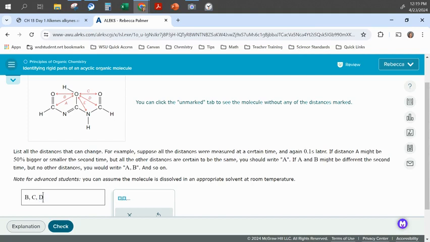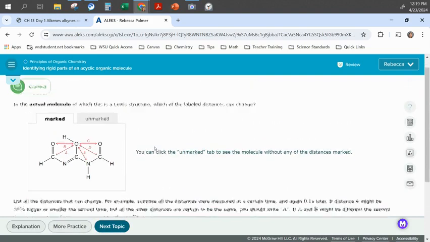And then let's look at E. E is looking at this oxygen connected to the carbon and the nitrogen connected to the same carbon. If it's connected to the same atom, it cannot get away from each other. So E does not rotate. And that's all the letters.